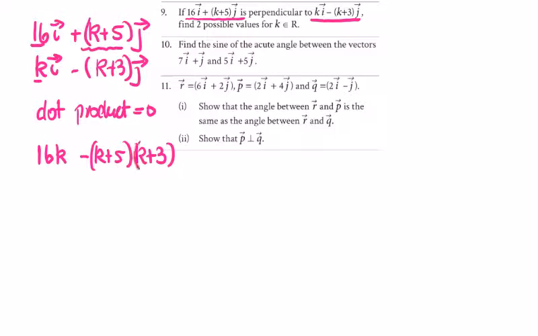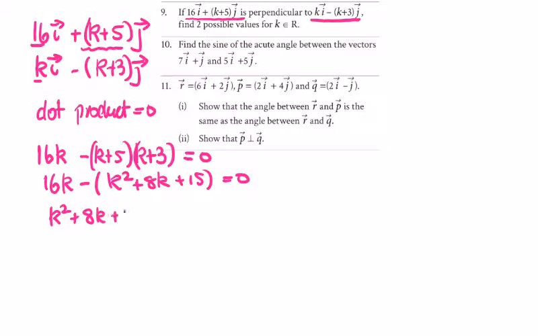You can see we're going to get k squared. So if this is equal to 0, let's multiply it out. We get 16k. Keep the minus there for now. k squared plus 8k plus 15. All the signs are going to change with the minus. So we're going to have minus k squared minus 8k minus 15. If you imagine bringing them to the right and making them positive, k squared plus 8k plus 15.